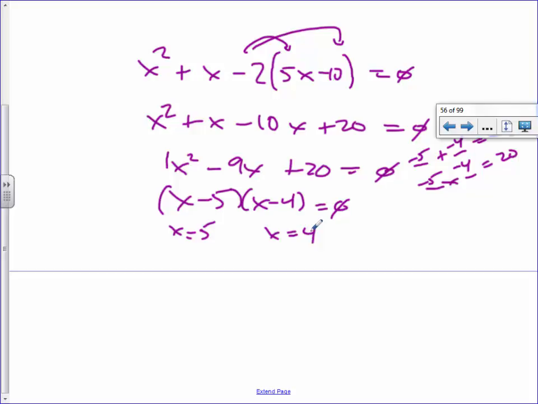Okay, I think I'll actually solve this one for y. Because last time I was a little bit lazy, I didn't bother solving for y, but I should find out what the y values are equal to. If I have 2 values for x, I should have 2 values for y, right?